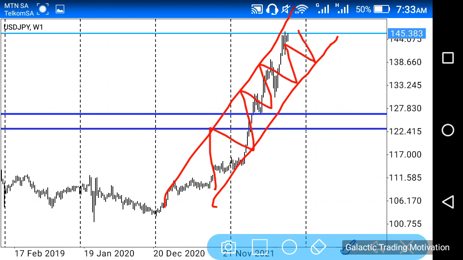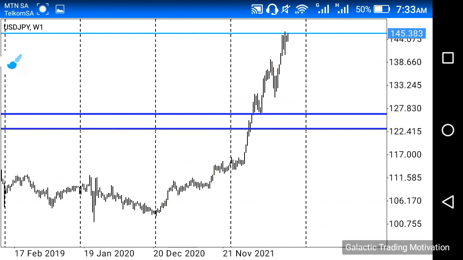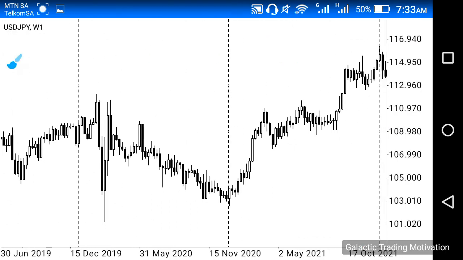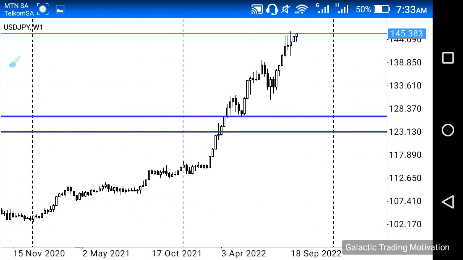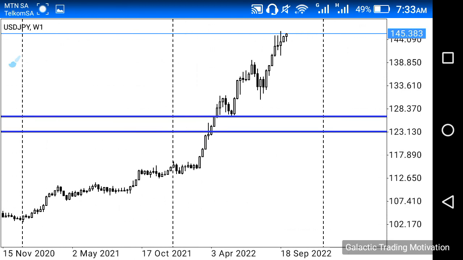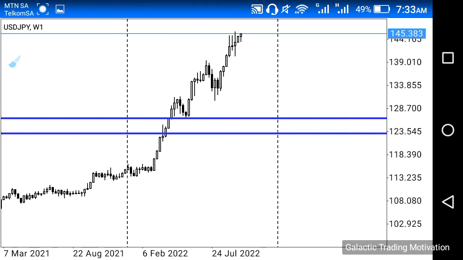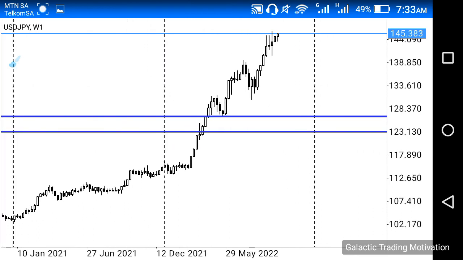At some point they have to move further down to retrace, right? Anyway, let's proceed. Let me just zoom in a bit and let's have a look at the weekly chart of USD JPY, right? So what else do we see, guys, in regards to the weekly chart of USD JPY?